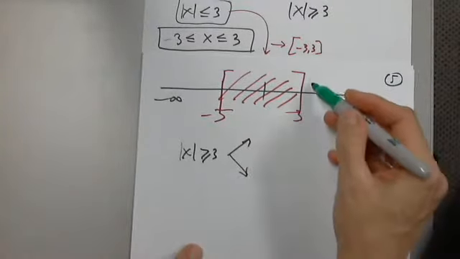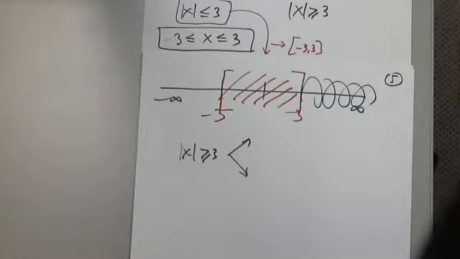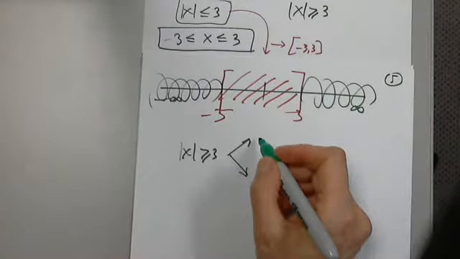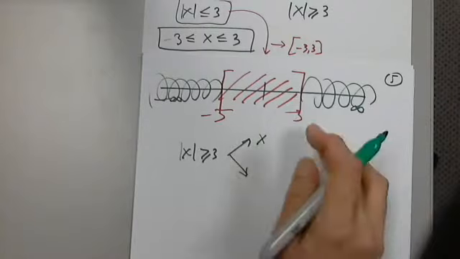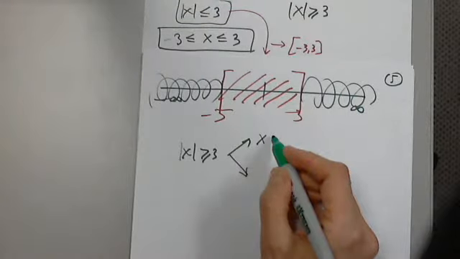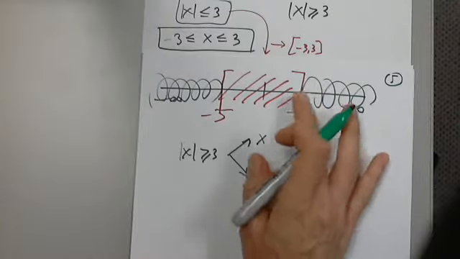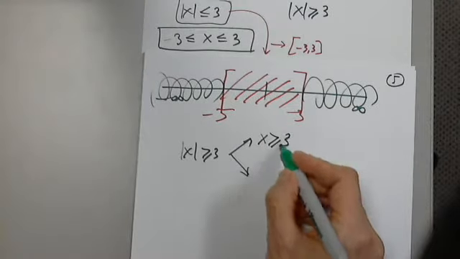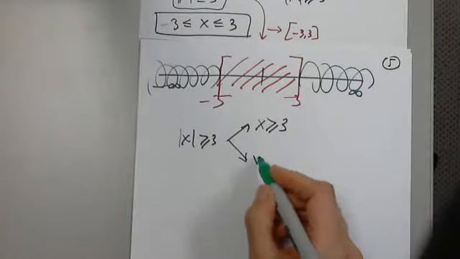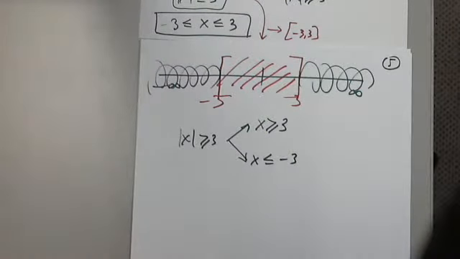So one will represent this territory and one will represent this territory. We're talking about inequalities. For this one, x is greater than or equal to 3. Very good. And now for this one, x is less than or equal to -3. Very good, awesome. So be careful. This one represents this territory. This one represents less than or equal to -3.